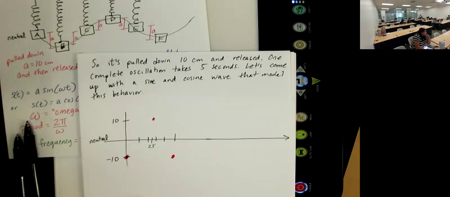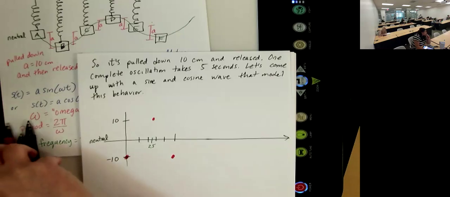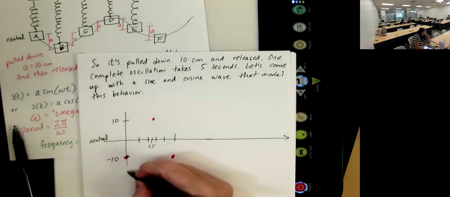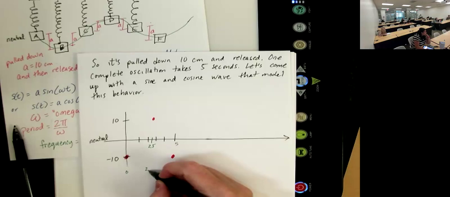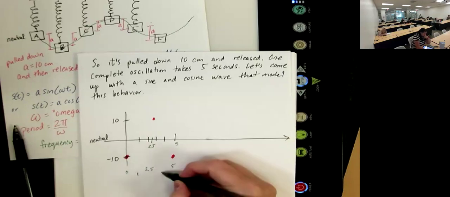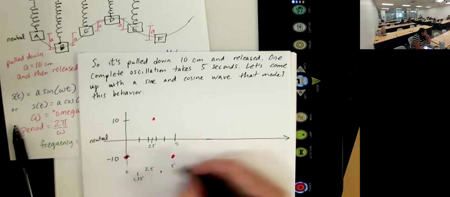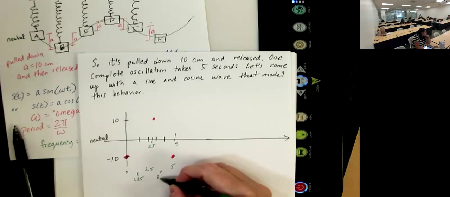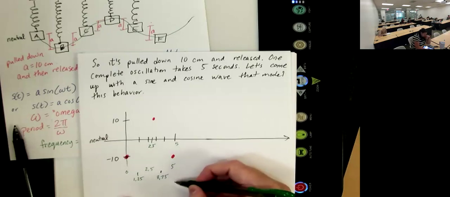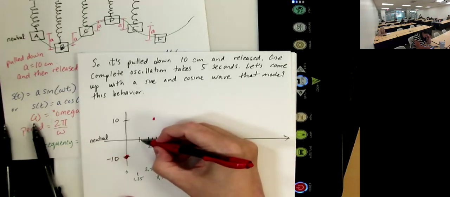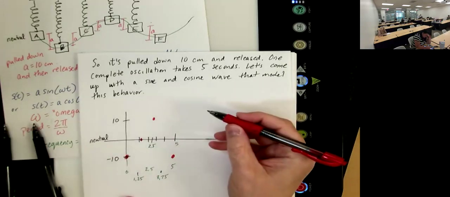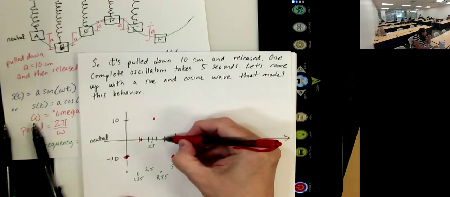And it's following a wave-like motion, so I'll do this. This is 0 and 5, and this is 2.5. I need marks for here and here. Halfway between 0 and 2.5 is 1.25. And halfway between 2.5 and 5 is 3.75. Which means the zeros should be at those points, 1.25, and 3.75 should be just under 4.